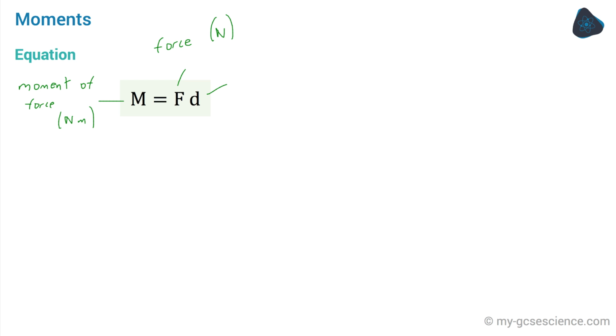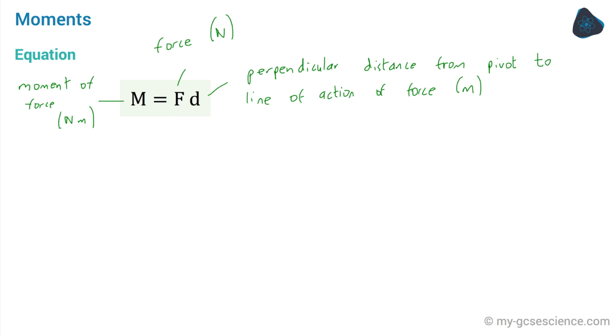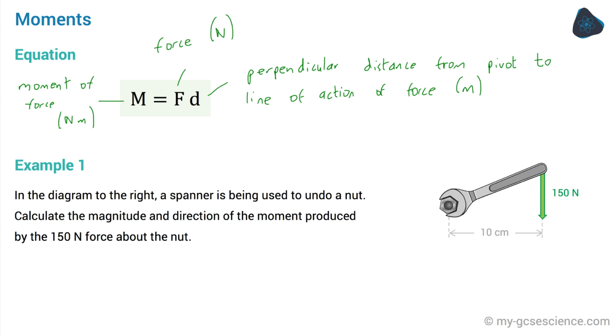The equation for the moment of a force looks like this. M equals F times d, where M is the moment of the force in newton meters, F is the force in newtons, and d is the perpendicular distance from the pivot to the line of action of the force in meters. Remember that if two things are perpendicular, that just means that they're at right angles to one another. Let's have a look through example 1 now to see how to use this equation.